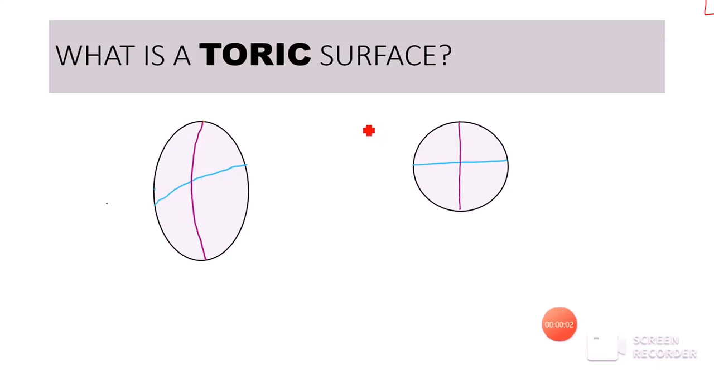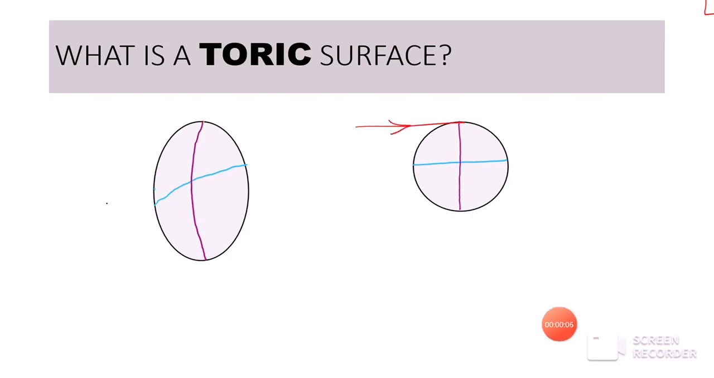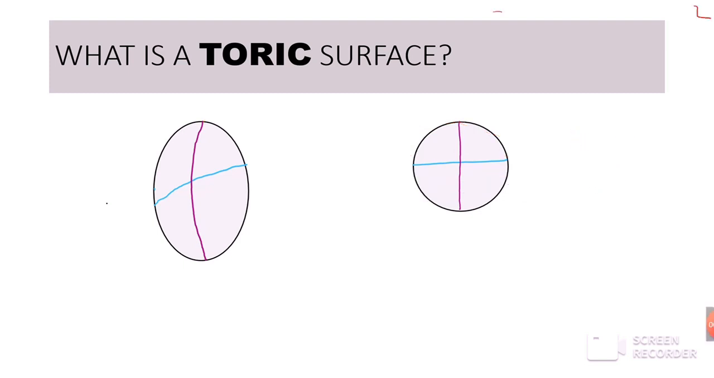When the light rays pass through a perfect spherical surface as shown over here, all the rays will actually come to a point focus because the power of all the meridians is the same and all the meridians are equally curved, and therefore they will equally refract and bring the rays to a single focal point, and this is called a point focus. However, the refraction of the light rays is totally different in case of a toric surface.